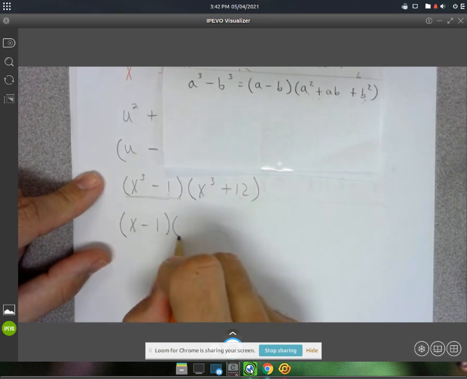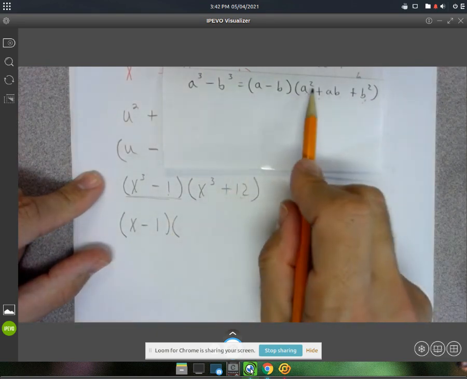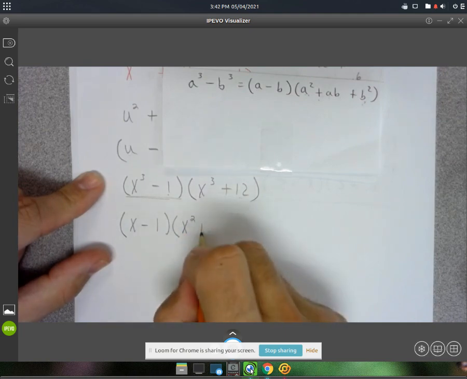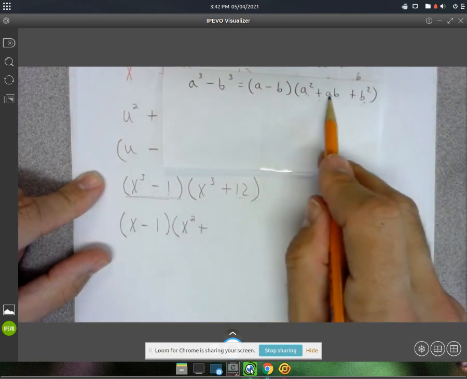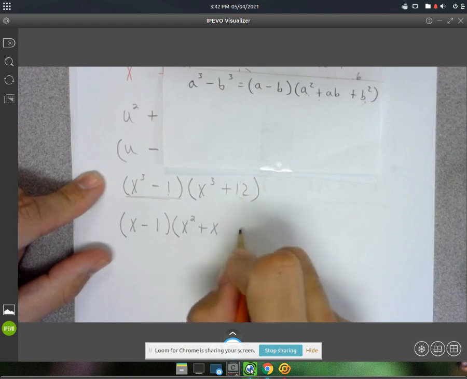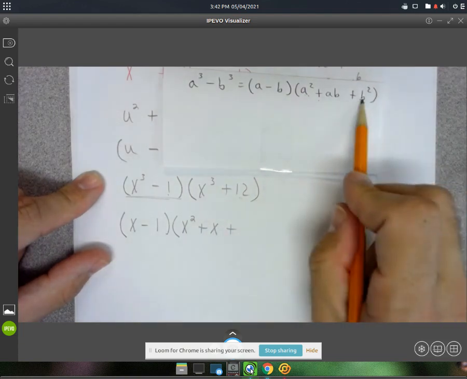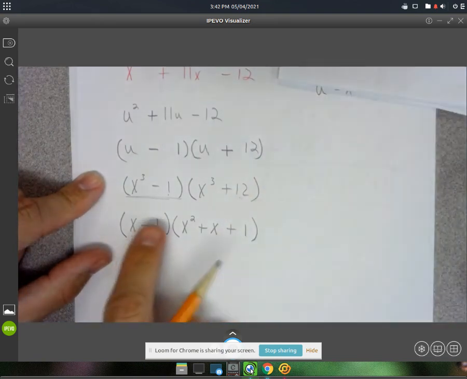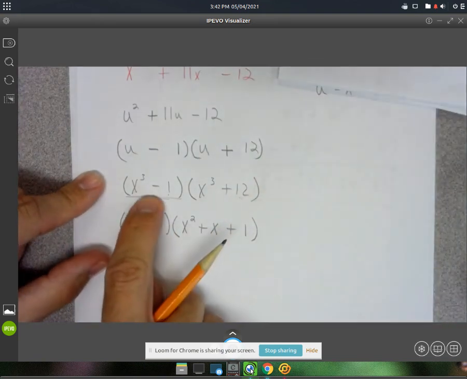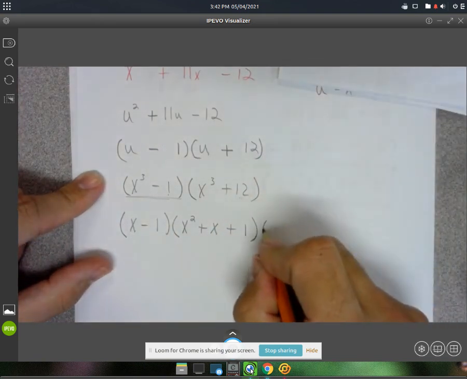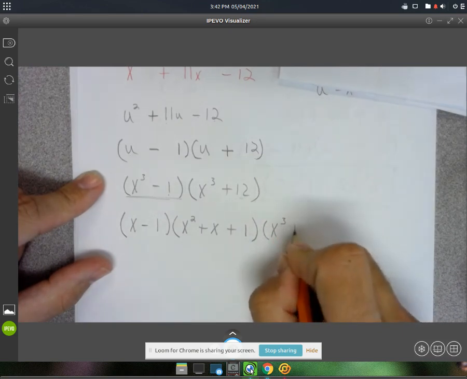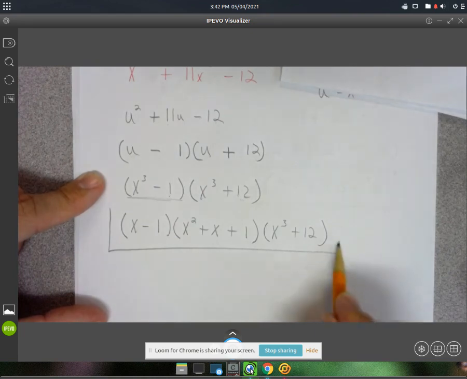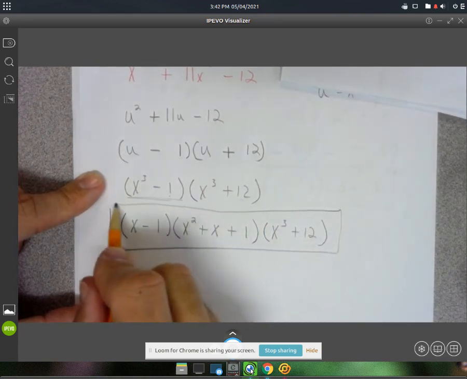x minus 1. And then for the rest of it, it's going to be x squared, and then plus 1 times x, which is 1x, plus, and then 1 squared, which is 1. All right, so all of this just came from difference of cubes on that. And then I still have that x cubed plus 12. And that is the factored form. This thing will not break down any further.